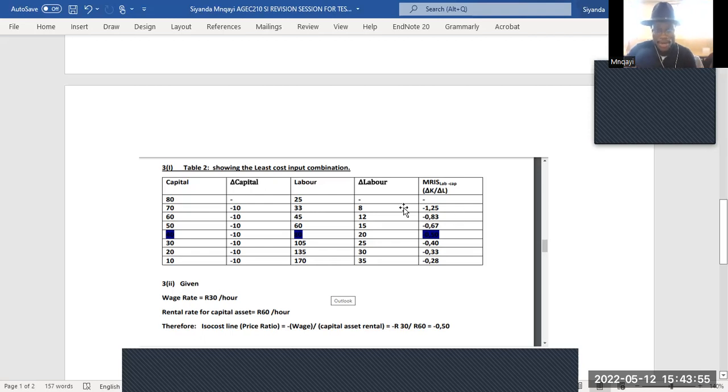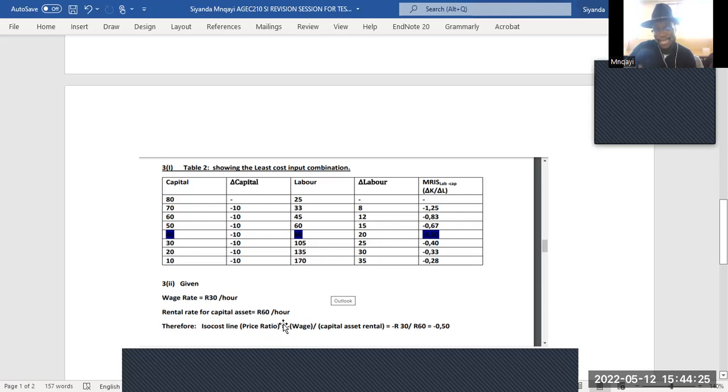So what exactly we want to know is that we are given the wage rate, which is 30 rand per hour. The rental rate for capital asset that is given is 60 rand per hour. Therefore, what we know about the isocost line or the price ratio is that it equals the negative wage over the capital asset.